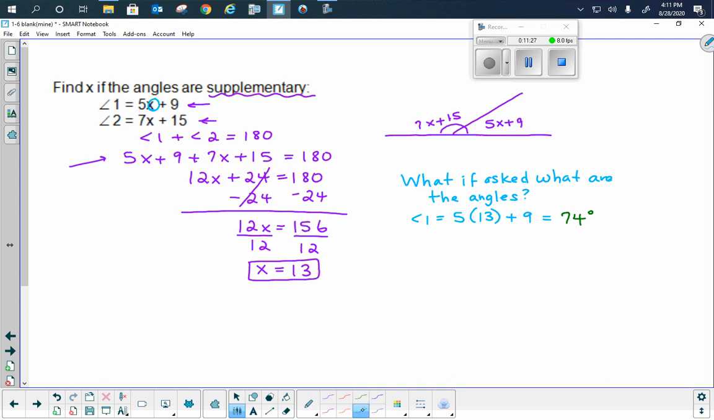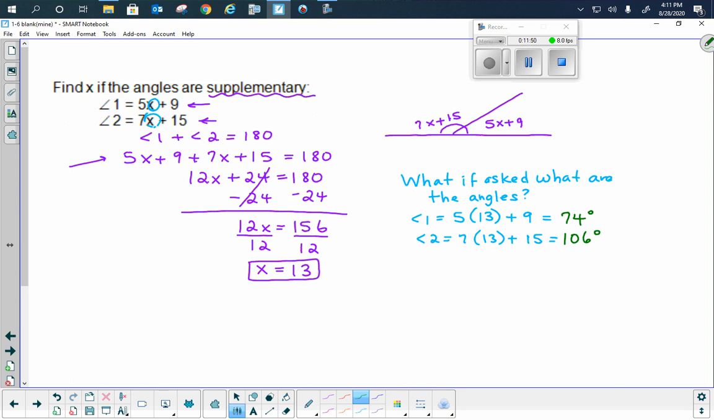Likewise, if I went back and did angle 2, I would be doing 7 times 13 plus 15. Got to take it from up here. Do 7 times 13 first, add 15, and you will get 106 degrees.